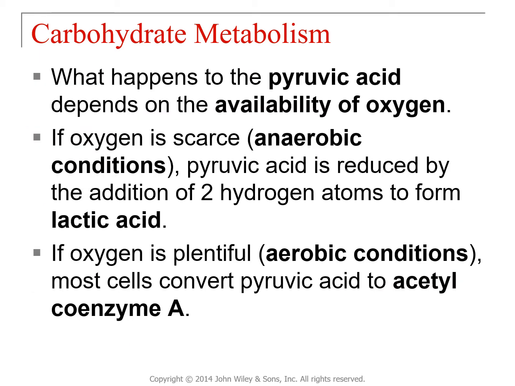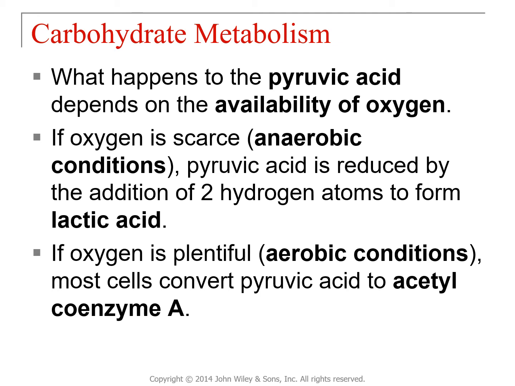The fate of the pyruvic acid following glycolysis depends on the availability of oxygen. If there is insufficient oxygen in the cells, those conditions are called anaerobic, without oxygen. And here, pyruvic acid is reduced into a waste product called lactic acid. And the buildup of lactic acid acidifies the cells and interferes with energy metabolism. So that might manifest as muscle cramps or decreased endurance.